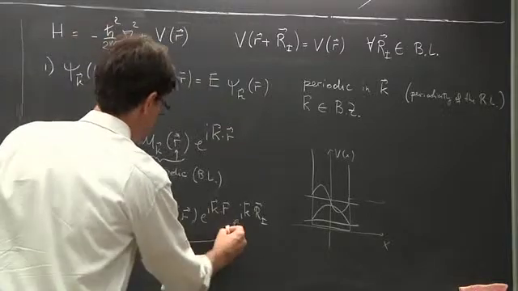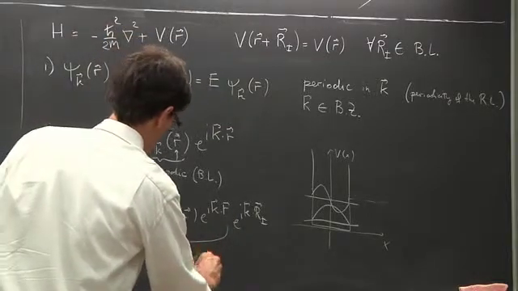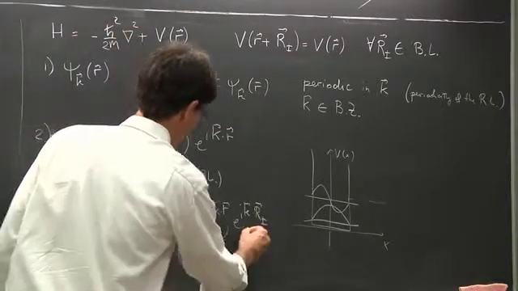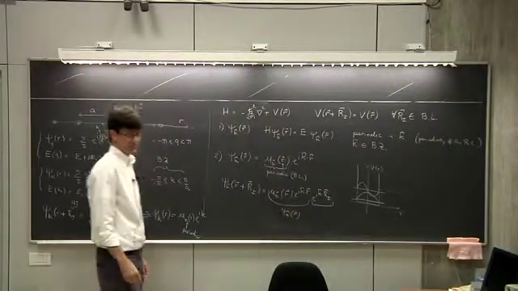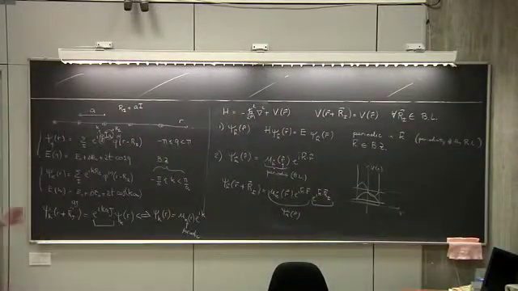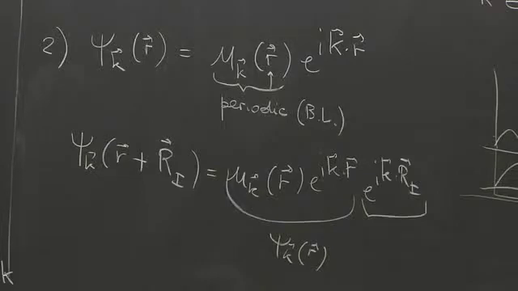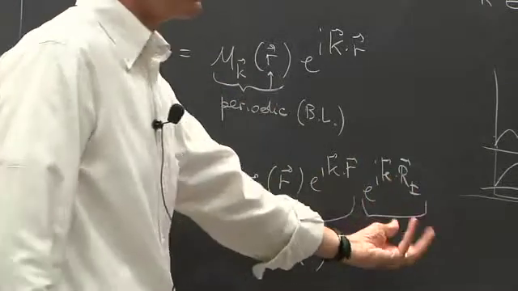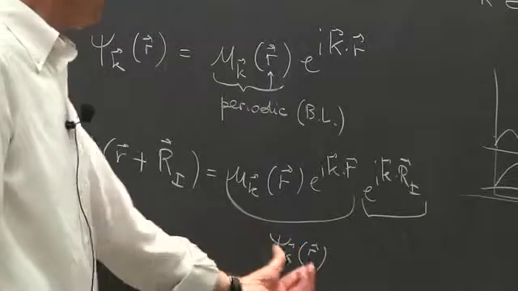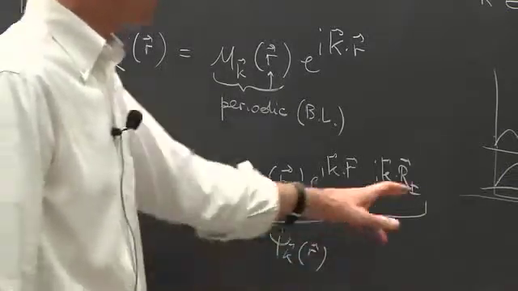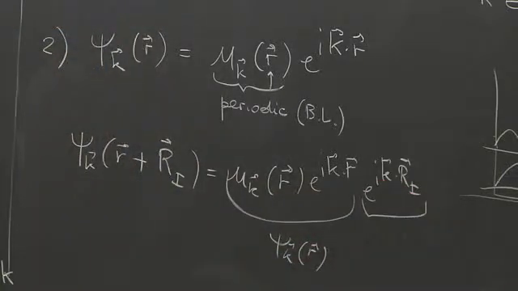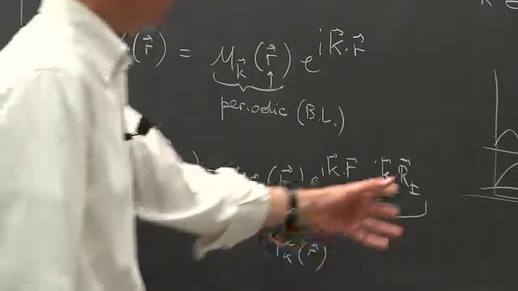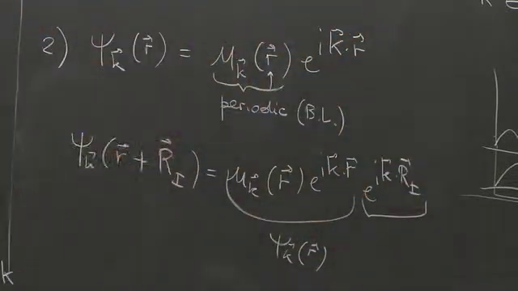Now this one is psi of k, and this is a phase. For inversion symmetry, it was a minus. For this particular symmetry, it is a phase. So the function goes into itself, but not exactly. It acquires a phase. And that phase actually happens to be the eigenvalue of the translational operator.